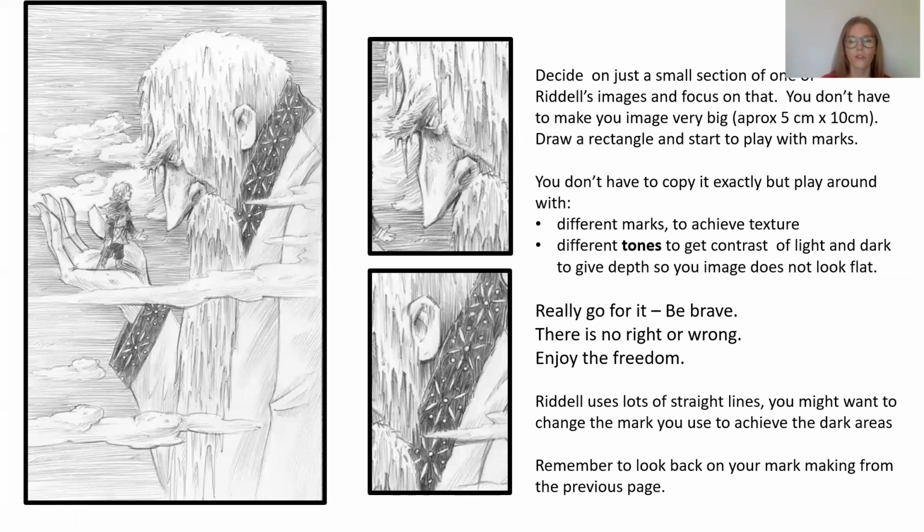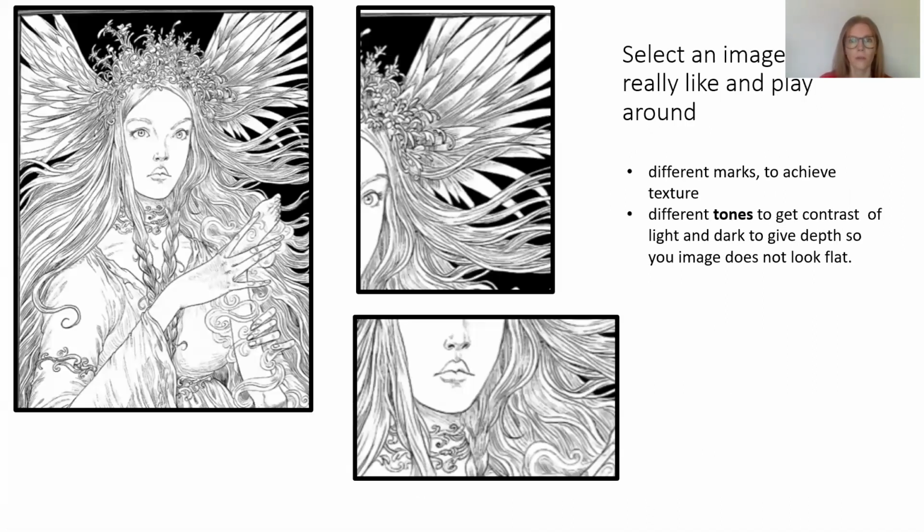Riddell uses lots of straight lines. You might want to change the mark that you use to achieve the dark areas. Although he's used straight lines, you might want to use something else. And then there's another example here for you. It says, select an image that you really like and play around. So you've got this image here from the book, and then this one here, which is just zoomed in on a section. You can see how you've got all these different mark making to create the picture. Overall, it's really impressive and quite striking.